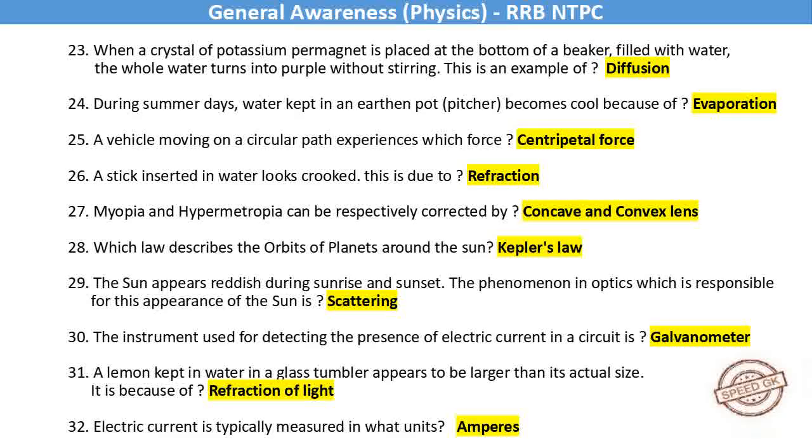When a crystal of potassium permanganate is placed at the bottom of a beaker filled with water, the whole water turns purple without stirring. This is an example of diffusion. During summer days, water kept in an earthen pot, pitcher, becomes cool because of evaporation.